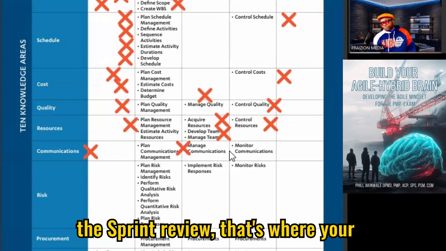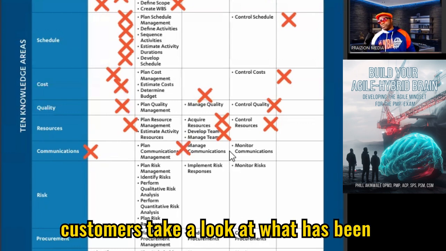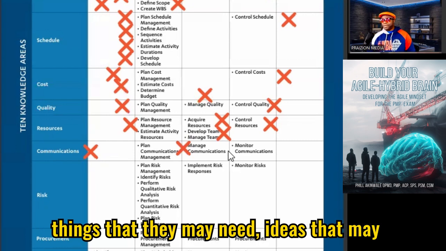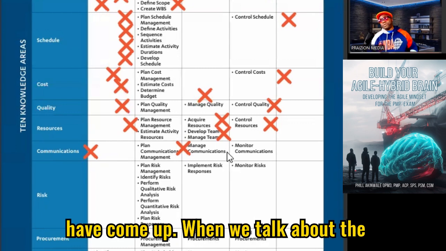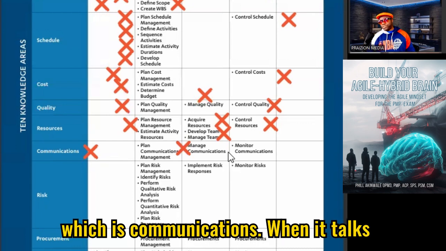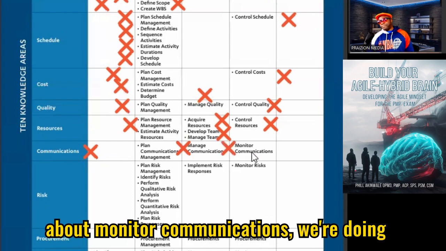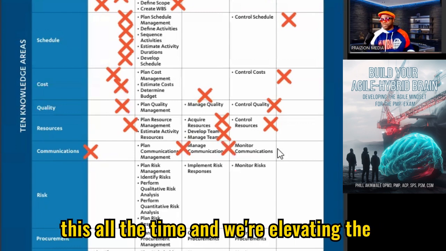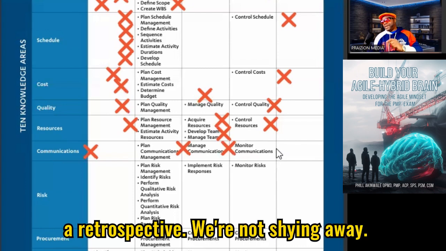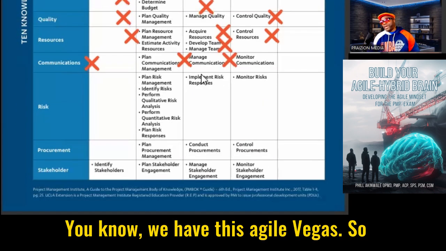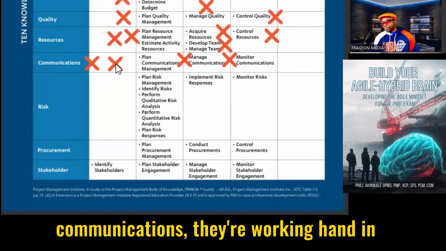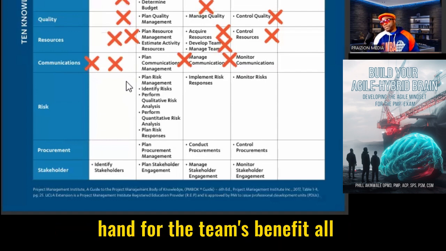When we talk about the sprint review, that's where your customers take a look at what has been done. They also communicate additional things that they may need, ideas that may have come up. When we talk about the concept of the minimum viable product, that is also a way of getting feedback, which is communications. When it talks about monitor communications, we're doing this all the time, and we're elevating the understanding of how well we're doing in a retrospective. We're not shying away. We have this Agile Vegas. So when it comes to resources and communications, they're working hand in hand for the team's benefit all throughout.